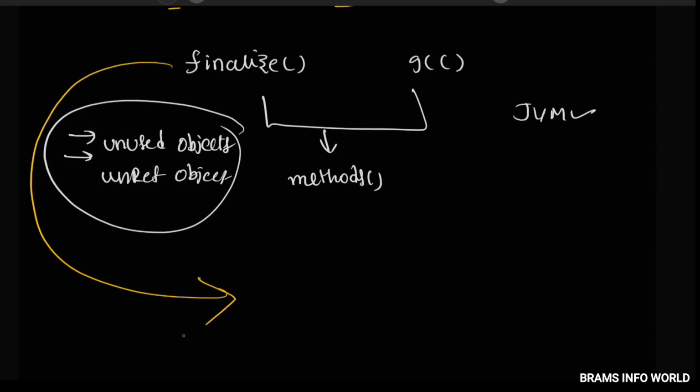The finalize method is invoked each time before an object is garbage collected. That means this method can be used to perform the cleanup process. We are creating an object, and who will clean it? The JVM is going to clean it. So before the JVM does it, this method is invoked. That is the information about finalize.